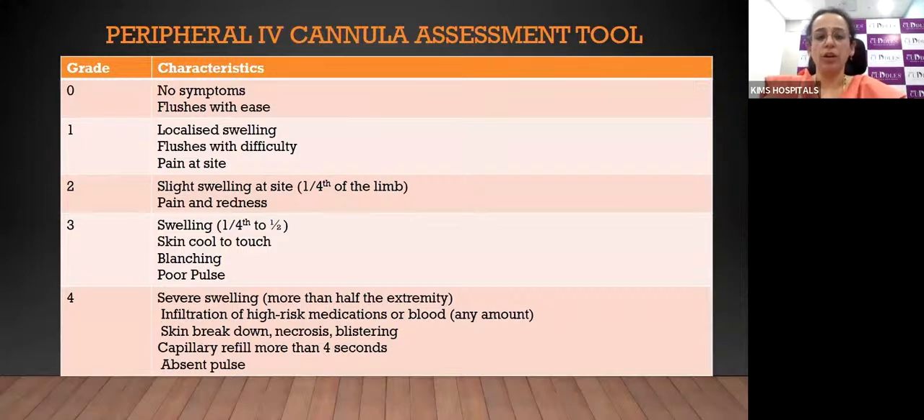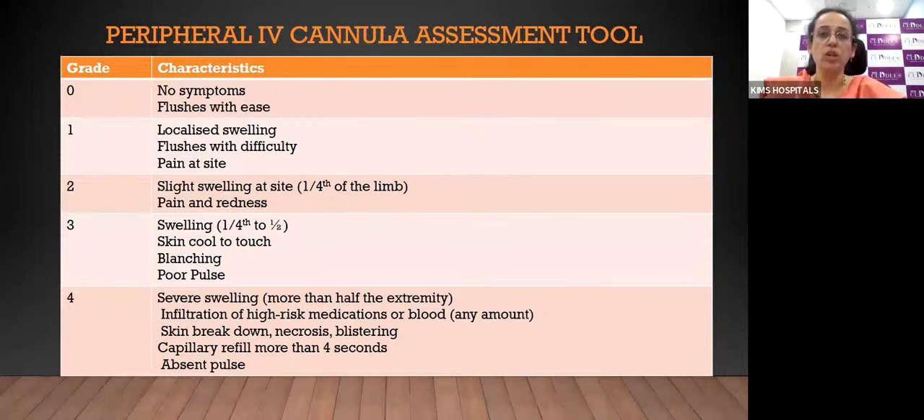So this is the peripheral IV cannula assessment tool. It has been graded from 0 to 4. Grade 0 is okay: there are no symptoms and the cannula is flushing with ease. Grade 1 is localized swelling and flushes with difficulty, with pain at the site. So we should try to change the cannula at this grade itself to prevent extravasation and swelling. The severe grades: grade 2, slight swelling involving 1/4 of the limb with pain and redness. Grade 3, with swelling from 1/4 to half, and the skin becomes cool to touch and blanched with poor pulses. Grade 4 is severe swelling of more than half of the extremity.